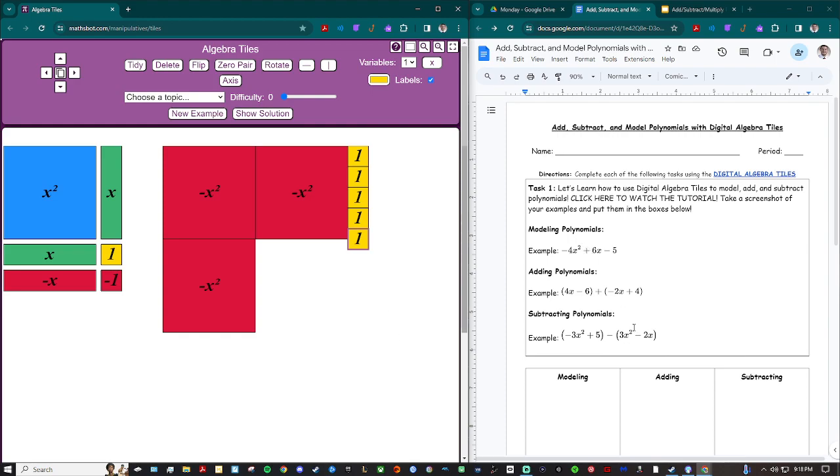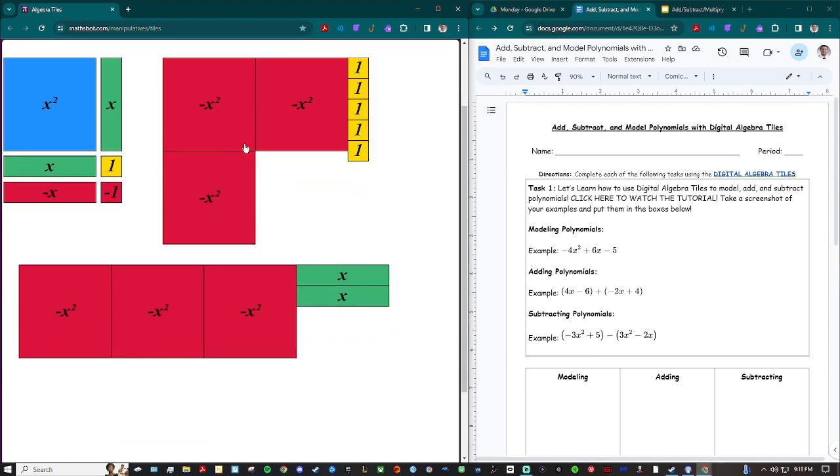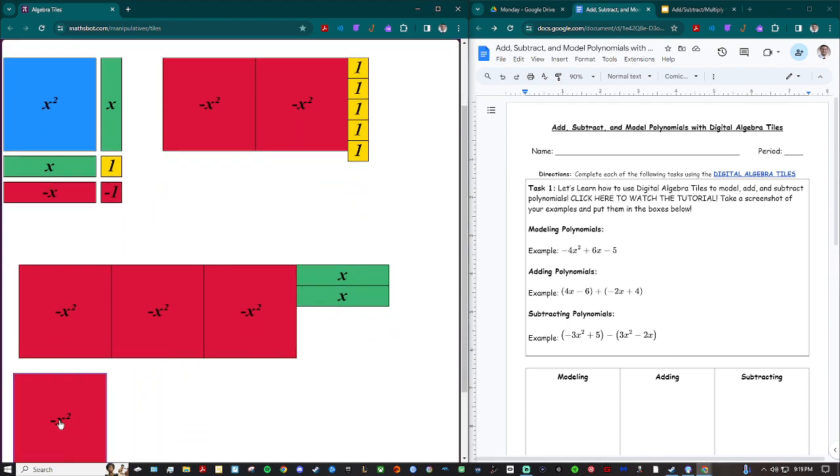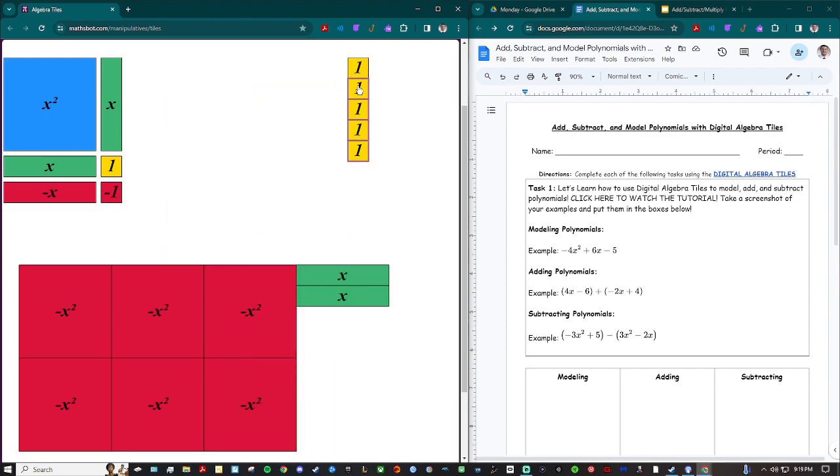Okay, now I'm going to model my 3x squared minus 2x. So I need 3 x squareds and 2 minus x's. So here's 3x squared minus 2x. Now we're subtracting, so we need to take our algebra tiles. We can select them all by clicking and dragging, and I'm going to flip them because I'm taking them away. Okay, once I have taken them away, I can scroll down a little bit, and I can see I don't have anything that's going to cancel out. So I'm going to line these all up, and I'll have my final answer.